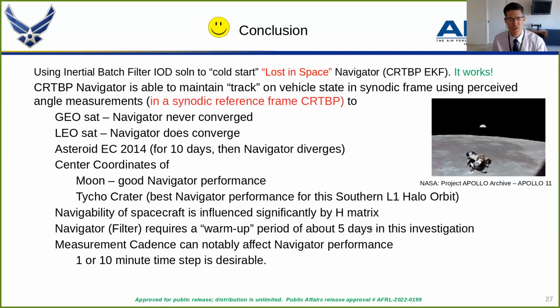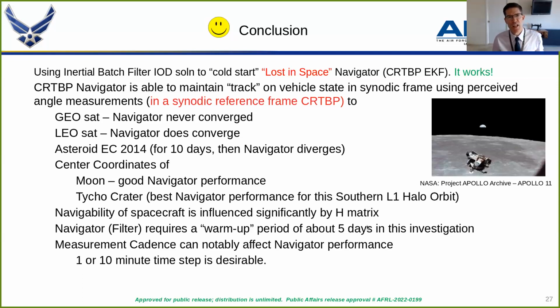we use an inertial batch filter, initial orbit determination solution, cold start. So we just use the traditional Gauss method to cold start, lost in space. So we don't know what the state is at all. We just take these measurements and we get a good estimate, good enough to kick off the Kalman filter. The Kalman filter is able to maintain track on the vehicle state in the rotating frame. So it's good enough to make it converge in a rotating frame based off a non-rotating frame.